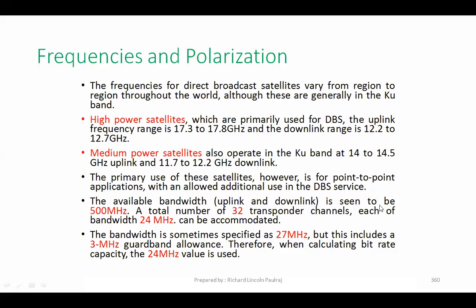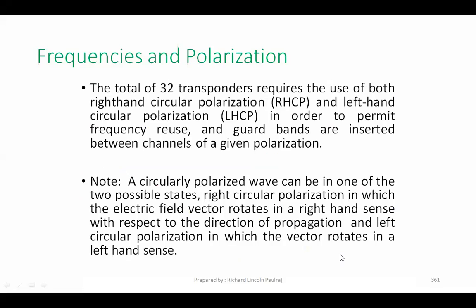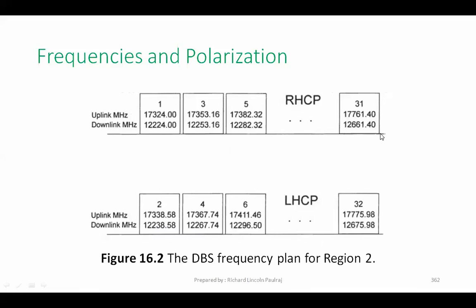Right. So continuing our discussion with regards to frequencies and polarization. A total of 32 transponders requires the use of both right-hand circular polarization, RHCP. Most repeated question, it will be asked many times. Okay, it has been asked many times in your examinations. So RHCP and LHCP. So we will be using a circular polarization here with respect to right-hand side and left-hand side. Before you could understand, just see the diagram here.